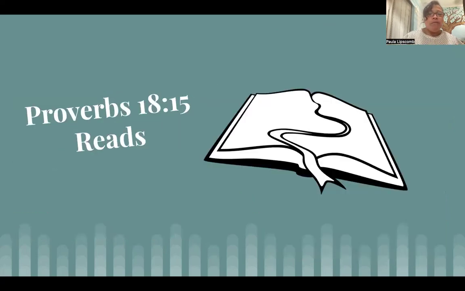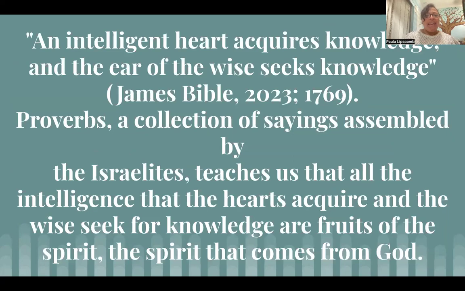Proverbs 18:15 reads, "An intelligent heart acquires knowledge, and the ear of the wise seeks knowledge." Proverbs is a collection of sayings assembled by the Israelites, and teaches us that all the intelligence that the heart acquires and the wise seek for knowledge are fruits of the Spirit that comes from God.